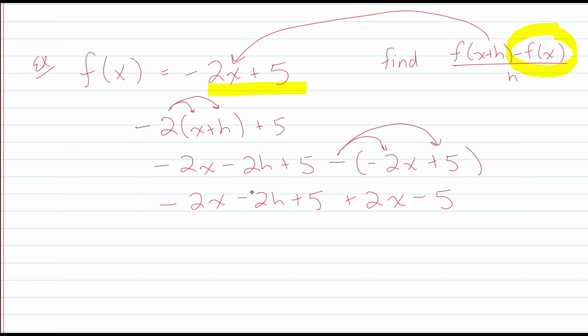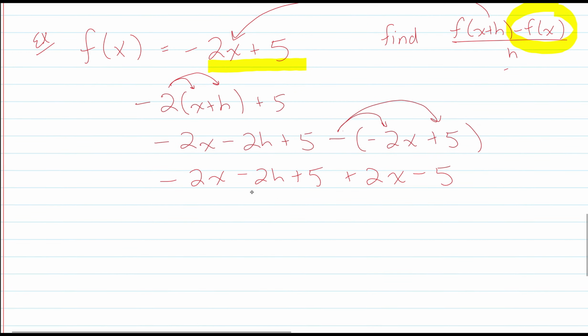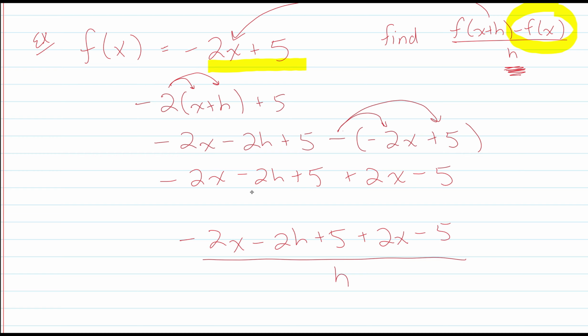All right, so my third step is to divide this by the h that's in the denominator. So negative 2x minus 2h plus 5 plus 2x minus 5. And I'm going to divide by h. But before I do that, let's just go ahead and make sure that we can combine any like terms at the top in the numerator.